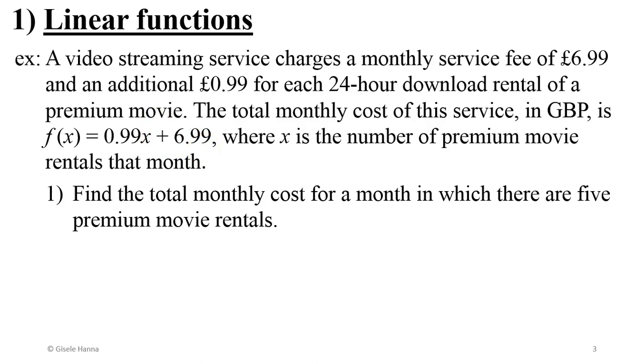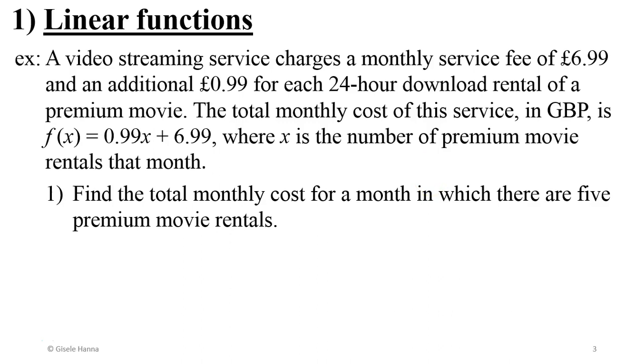However, the exercise here gave you the function, so we can start with the questions. In part 1, they're asking to find the total monthly cost for a month in which there are 5 premium movie rentals. So if during a month there have been 5 movie rentals, that's for x, because x represents the number of movie rentals during that month. So 5 movie rentals means that x is equal to 5.